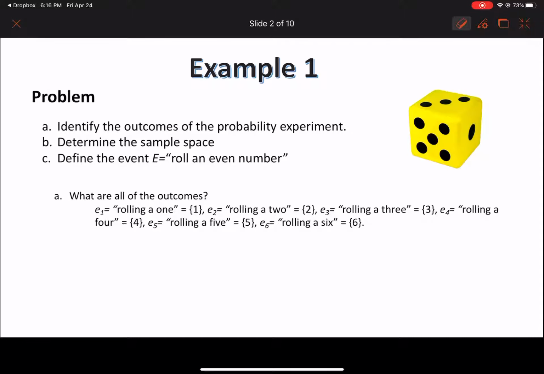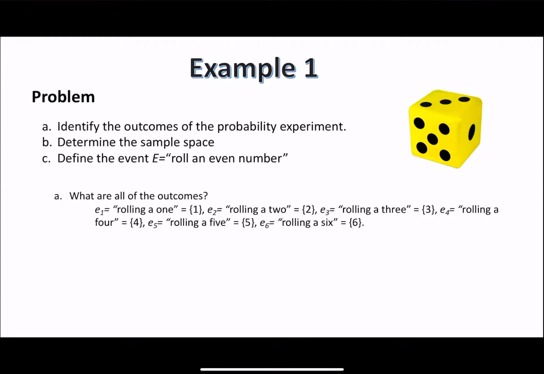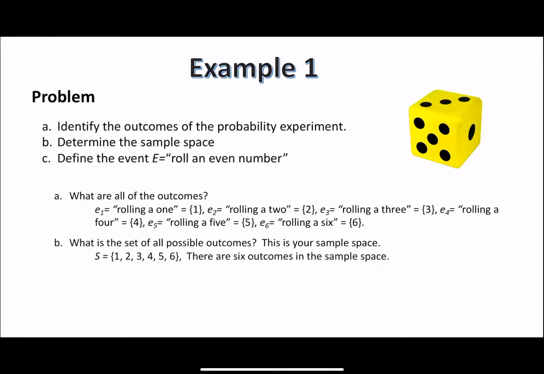So, determining the sample space. The sample space is all of the possible outcomes, and we write it in set notation. You might remember hearing set notation a while back in one of your earlier math classes. This is what set notation looks like. And yes, I do want you to write them out like this. I'm not going to ask you for your sample space for a deck of cards, but I might for rolling a die, or for flipping a coin. So, all of the possible outcomes.